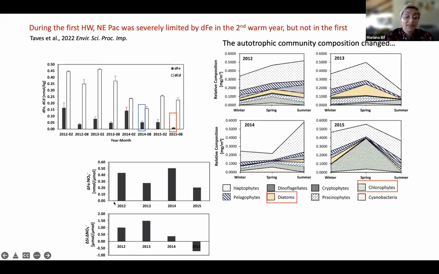And if we take a look at the uptake of nutrients by phytoplankton, we saw that really the uptake of iron to nitrate was smaller that year, because we didn't really have iron to uptake. And then silica to nitrate uptake was negative, because of course in the other years we had diatoms uptaking. In 2015, we didn't have diatoms uptaking silica.